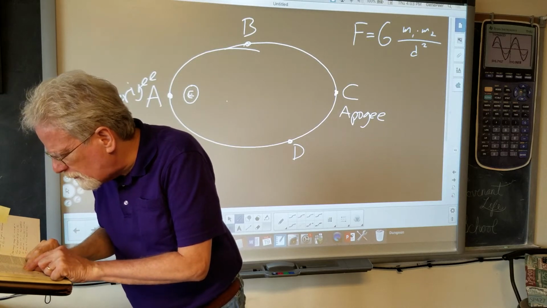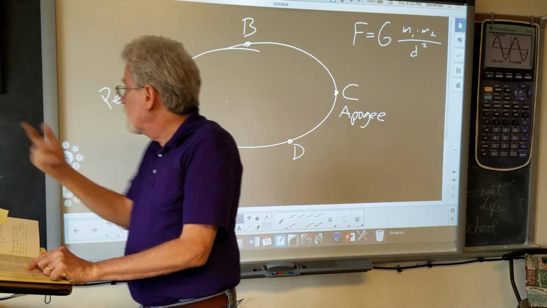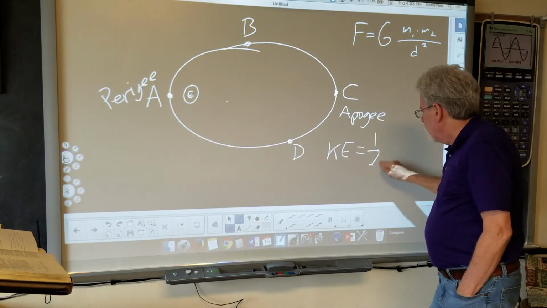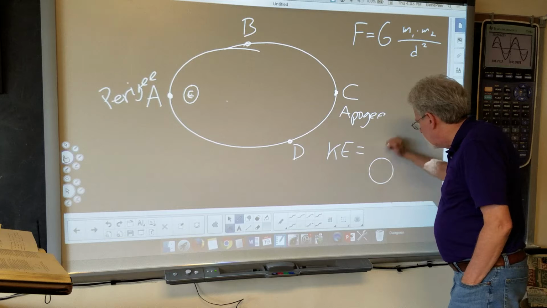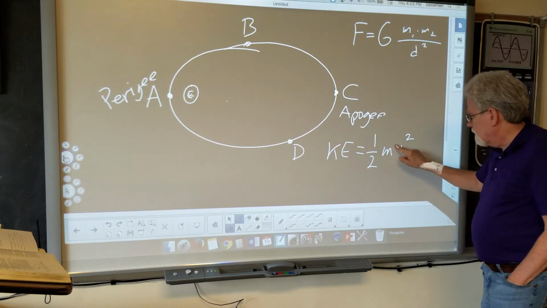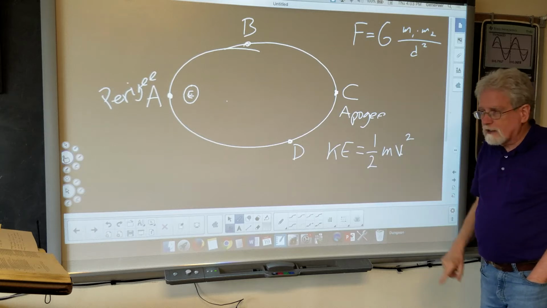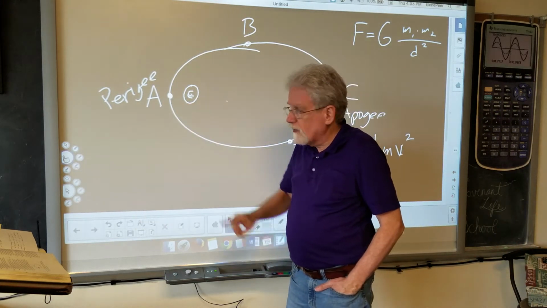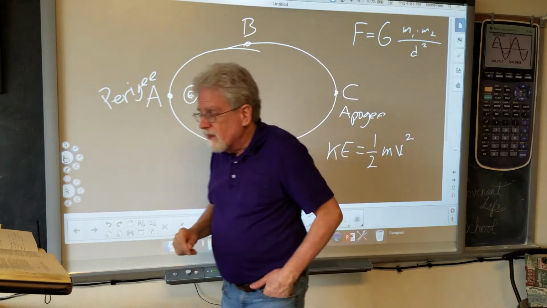Where does it have the greatest kinetic energy? Well, the formula for kinetic energy is 1/2 mv squared. Well, the higher the velocity, the higher the kinetic energy. If this is maximum velocity, maximum kinetic energy, they go together. So point A.